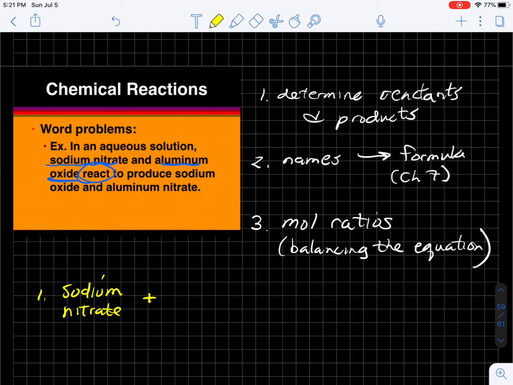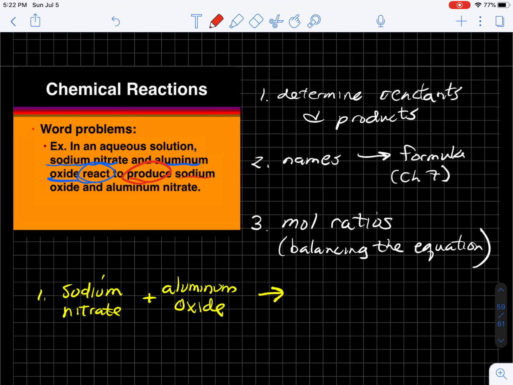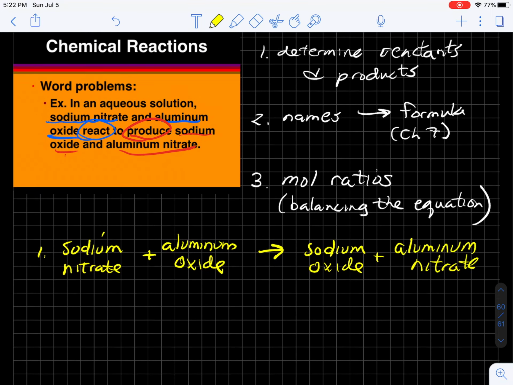Sodium, I like to put the positive thing on top, nitrate, negative thing on the bottom, and I'm going to react that with aluminum oxide, put the positive thing on top, the negative thing on the bottom, arrow, which means yields, products. And again, they were very nice to us. They used the word produces sodium oxide, aluminum nitrate. So I'm going to write that again as a chemical name, sodium oxide plus aluminum nitrate.